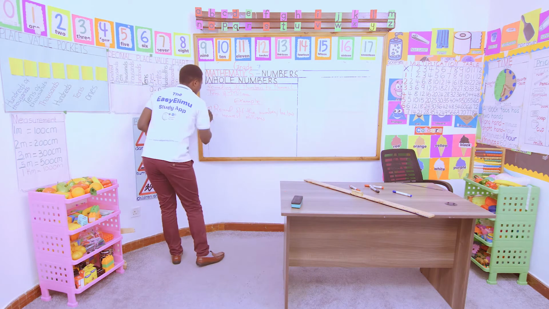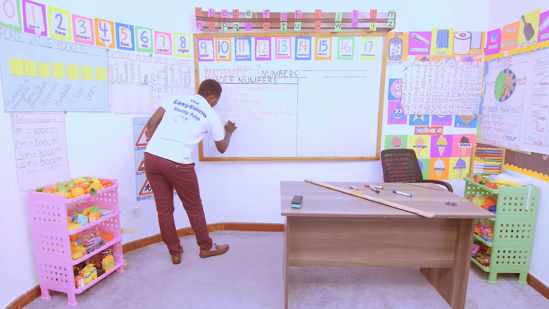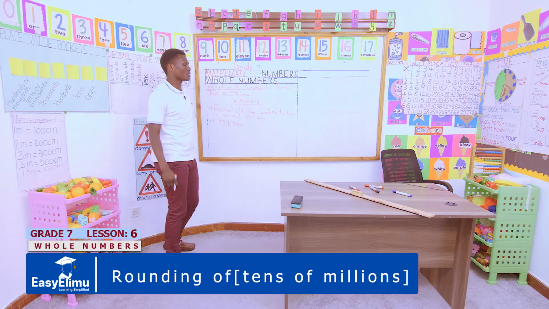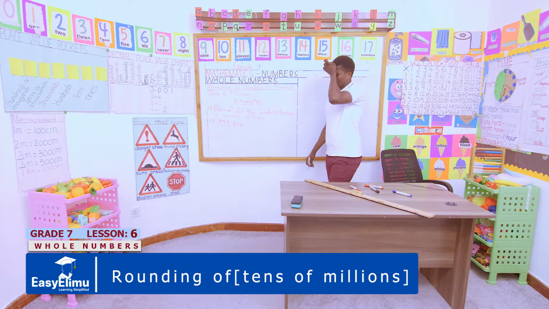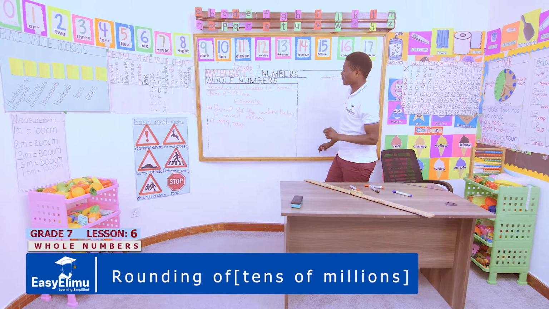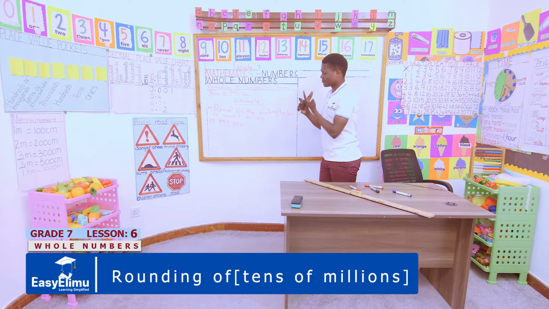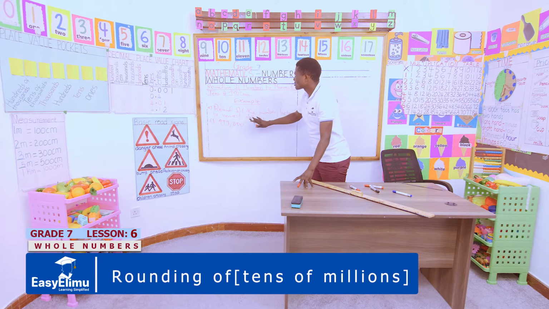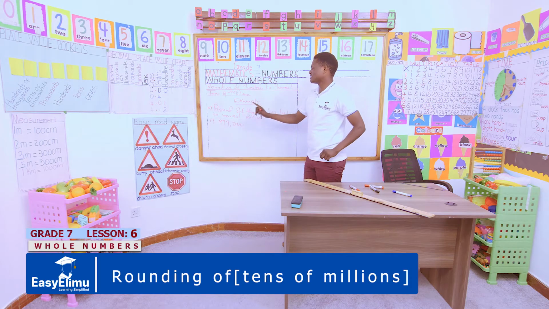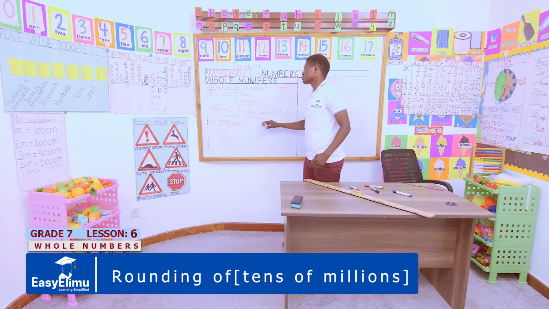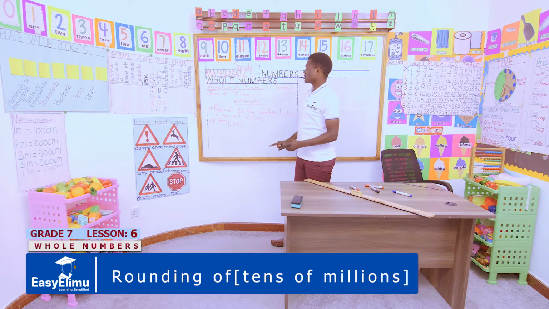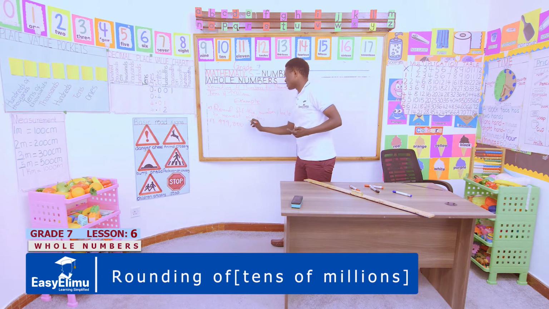For example, you have a number like 999,000, and you're supposed to round off this number to the nearest million. For you to be able to round off a number to the nearest any place value, you need to identify, first of all, the digit in the stated place value, then the digit in the preceding place value. In this case, we do not have a digit in the stated place value, because our stated place value is millions and the number that we have is 999,000. So we are only going to concentrate on the digit in the place value that precedes millions.